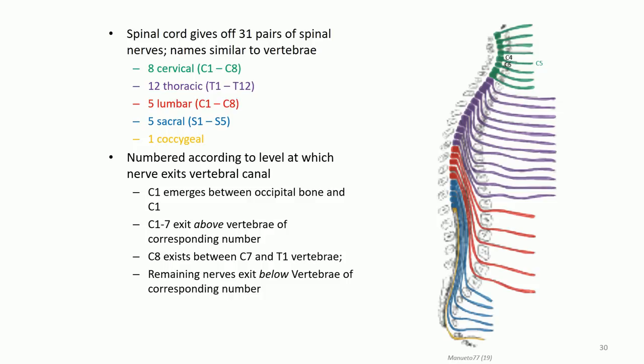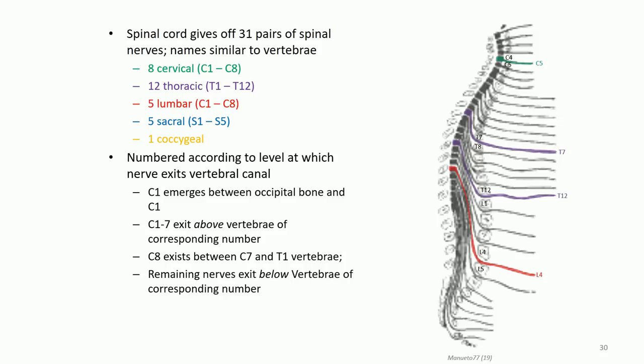So, for example, the nerve exiting between T7 and T8 is the T7 spinal nerve. The nerve exiting between T12 and L1, the T12 spinal nerve, and the nerve exiting between L4 and L5, the L4 spinal nerve. This nomenclature comes in handy in clinical situations where diseases that impinge on the intervertebral canal, such as disc herniation or compression fractures, also impinge on the emerging nerve.